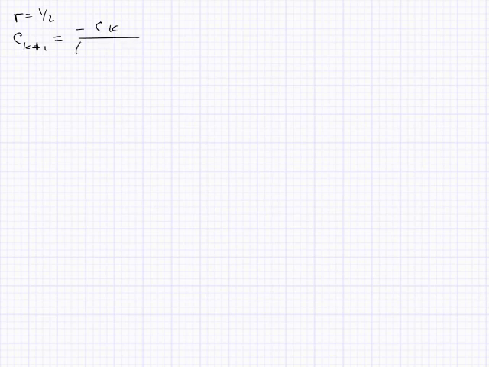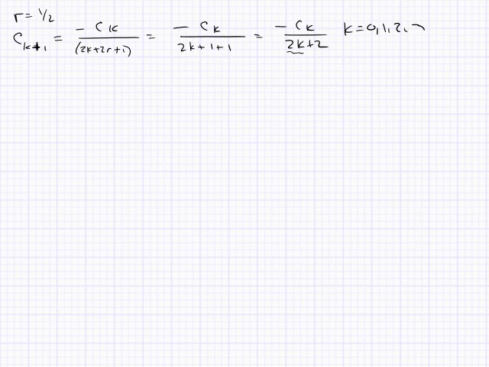The other recurrence formula where r equals a half, I did have a little mistake there. Is c sub k plus 1 equals negative c sub k over 2k plus 2r plus 1 was the formula. And if r equals a half, that would actually give me negative c sub k over 2k plus 1 plus 1, which would be negative c sub k over 2k plus 2. Okay. Originally I just said 2k, but it's 2k plus 2. And that would be k equals 0, 1, 2, 3, etc.